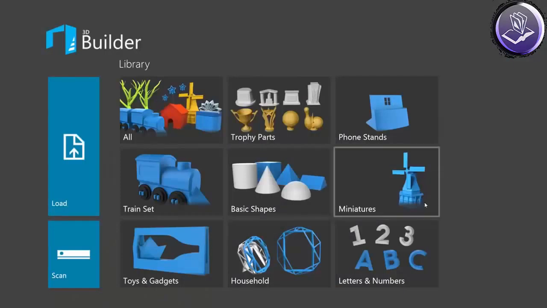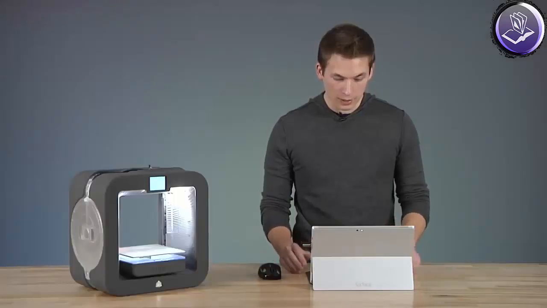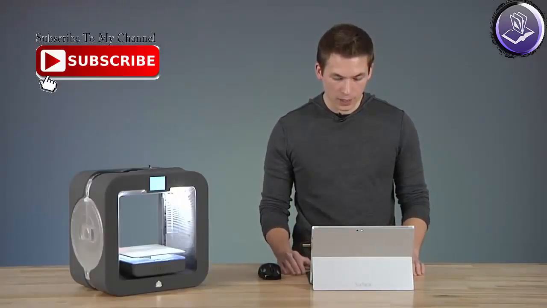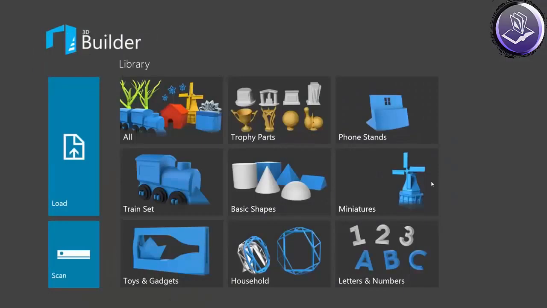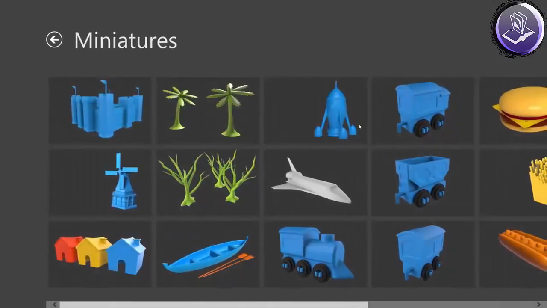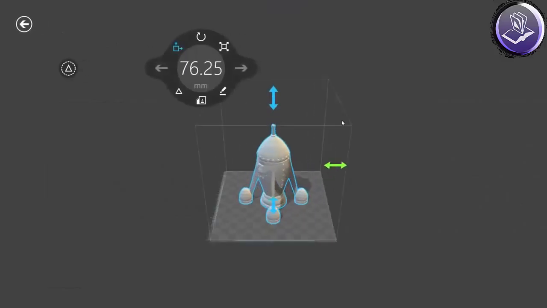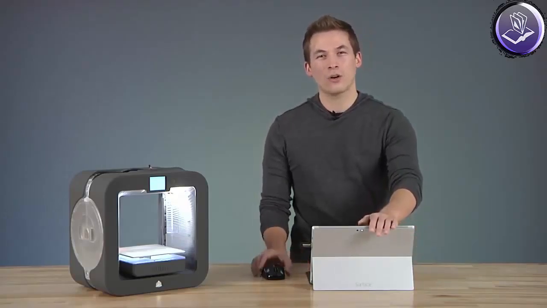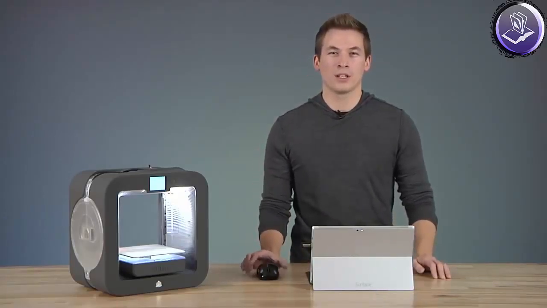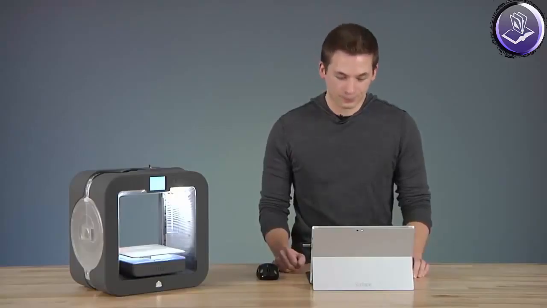OK, so this is the start screen when I launched 3D Builder for the first time. And as you can see, we have many different categories of objects that are provided with the application. So I'm going to choose Miniature and select this spaceship. One of the great things about 3D Builder is that it supports either touch devices or a mouse and keyboard. So I'm going to start with touch.